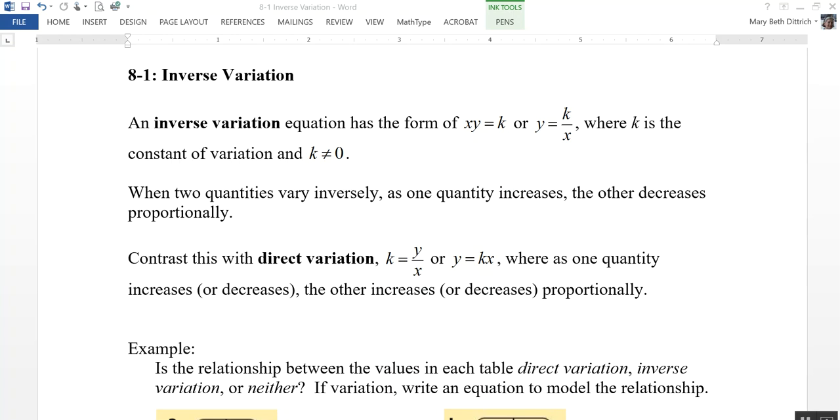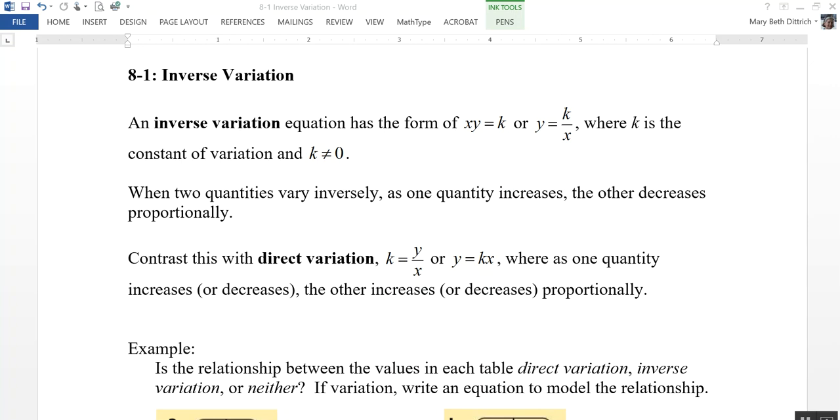Section 8.1 is on inverse variation. An inverse variation equation has the form of xy equals k, or y equals k over x. In other words, we divided both sides of this equation by x, where k is called the constant of variation and k is not equal to 0.